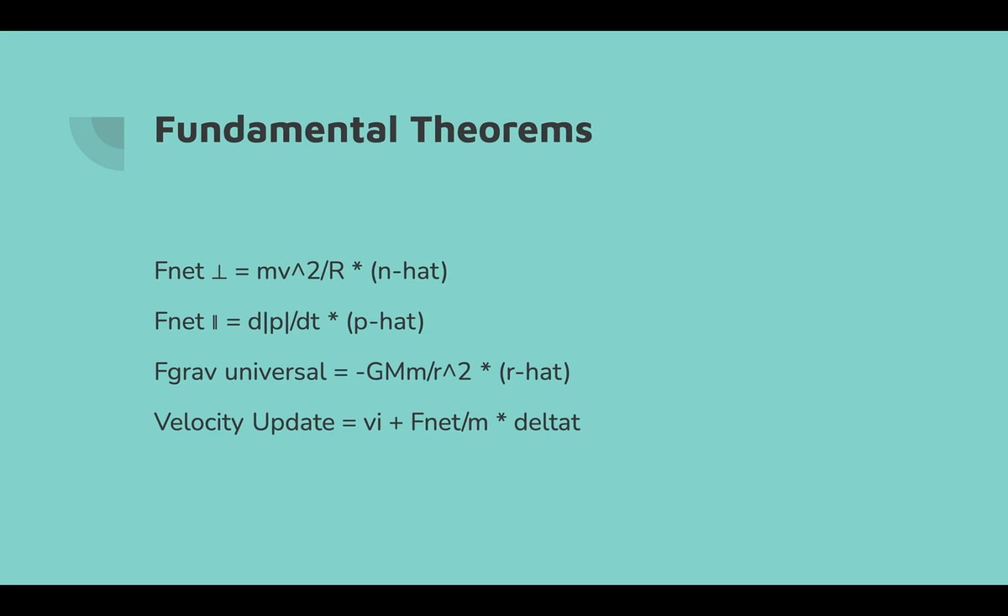So the fundamental theorems: we have F net perp is mv squared over r times n hat. Then we have F net parallel is dp dt times p hat. And universal gravity is negative GMm over r squared times r hat. And the velocity update is vi plus F net over m times delta t. So we combine universal gravitation, Newton's second law, and parallel and perpendicular forces to calculate these.